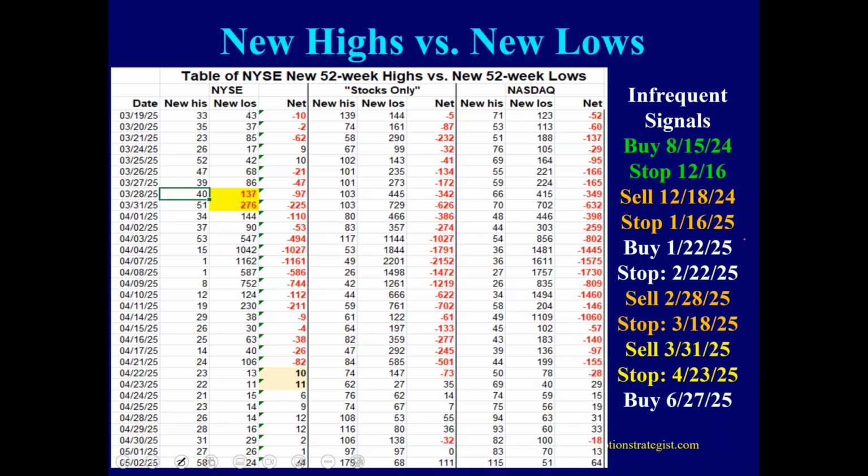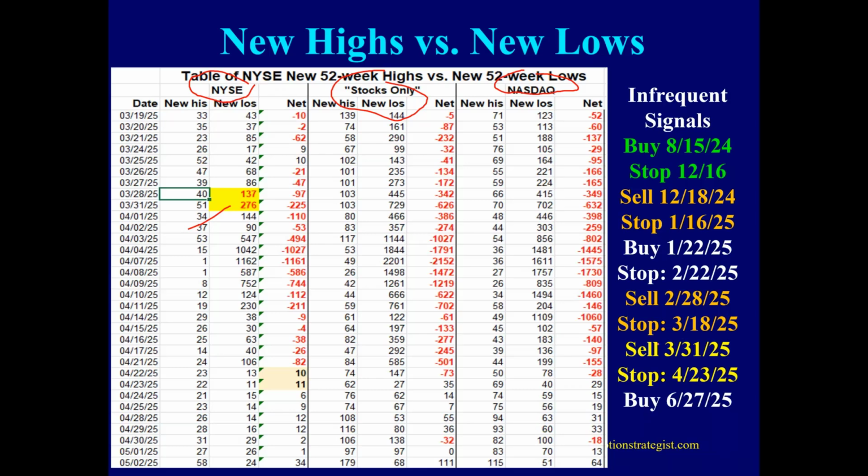Another thing we keep track of is new highs versus new lows. There are three ways to look at this. One is with New York Stock Exchange data, that's the leftmost column. We can also do it with our stocks only data, and with NASDAQ data. So we look at all three, but it's the New York data that we use as a signal.